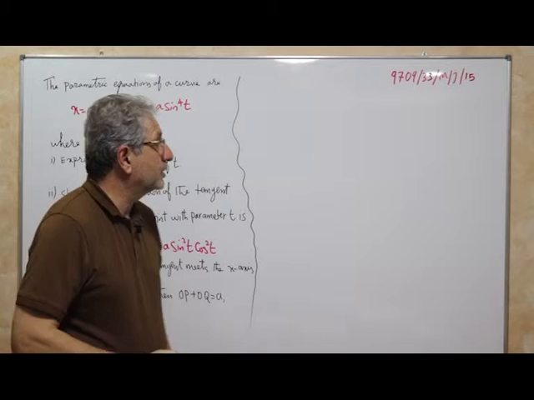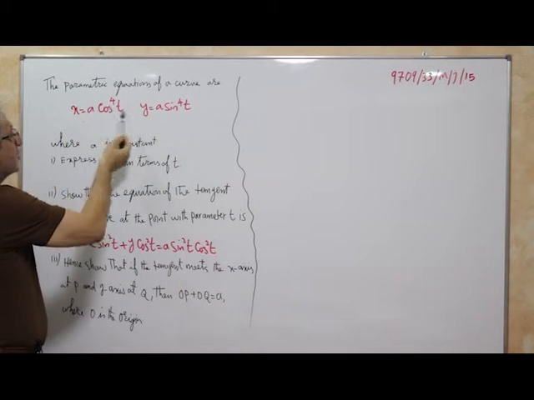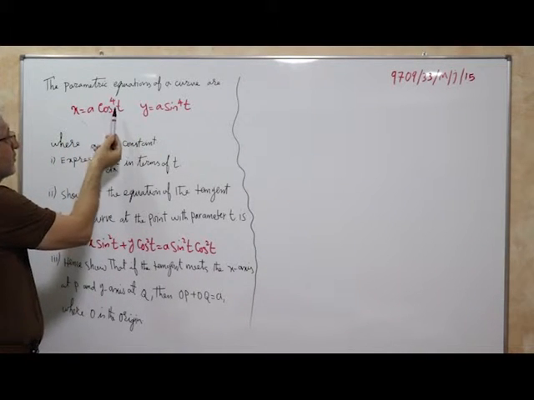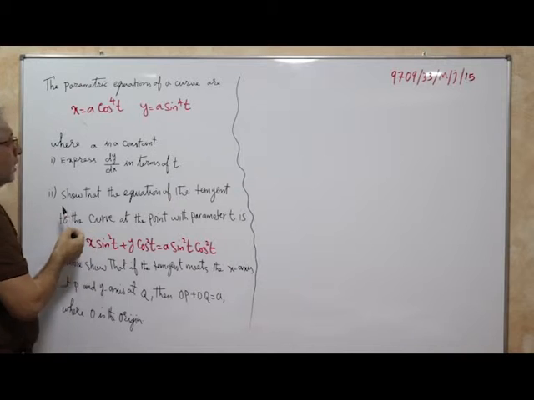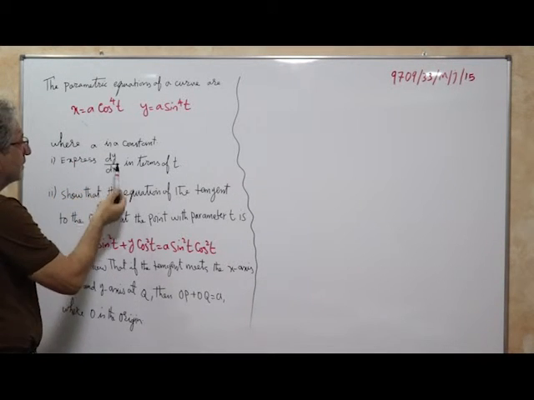A parametric equation of the curve has been given to us. There are two equations, one here, one here. This is x in terms of t and y in terms of t. Now he is asking to find dy by dx.